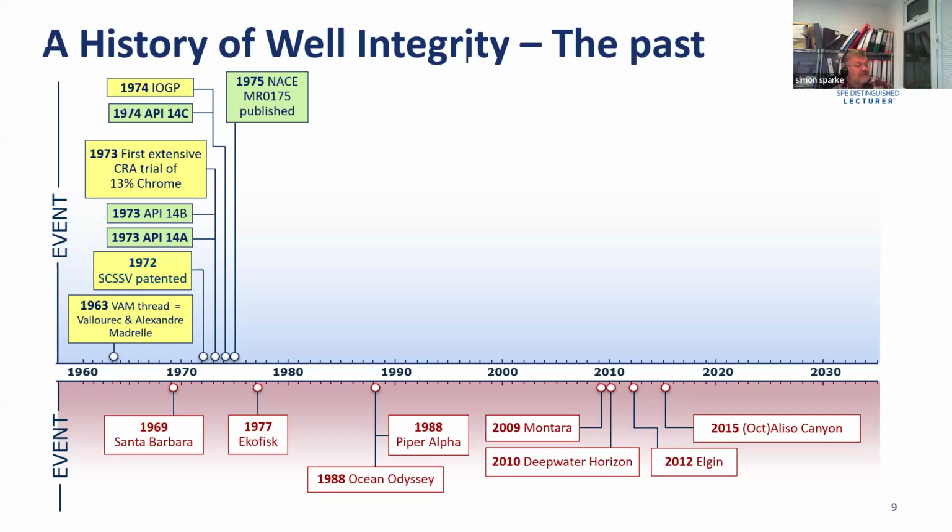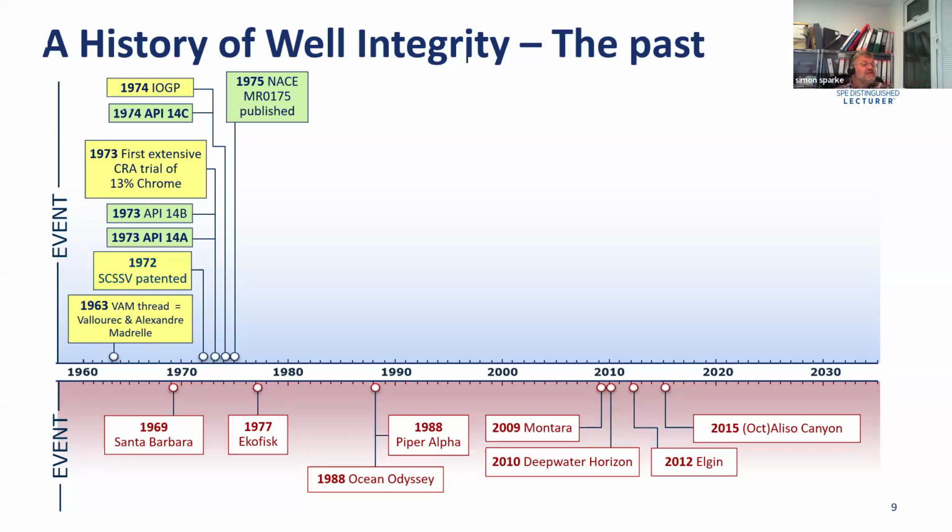1972, as a result of the Santa Barbara catastrophe in 1969, the surface-controlled subsurface safety valve was patented. And that came about because the government in the US, the federal government, turned around with a massive oil spill and said, no more, we need to have a valve that works. Now, it took quite a few years to get the valve working, and in that process, we had API working on the acceptance criteria for the subsurface safety valve, but it was the process that was in place. It worked now really quite well.